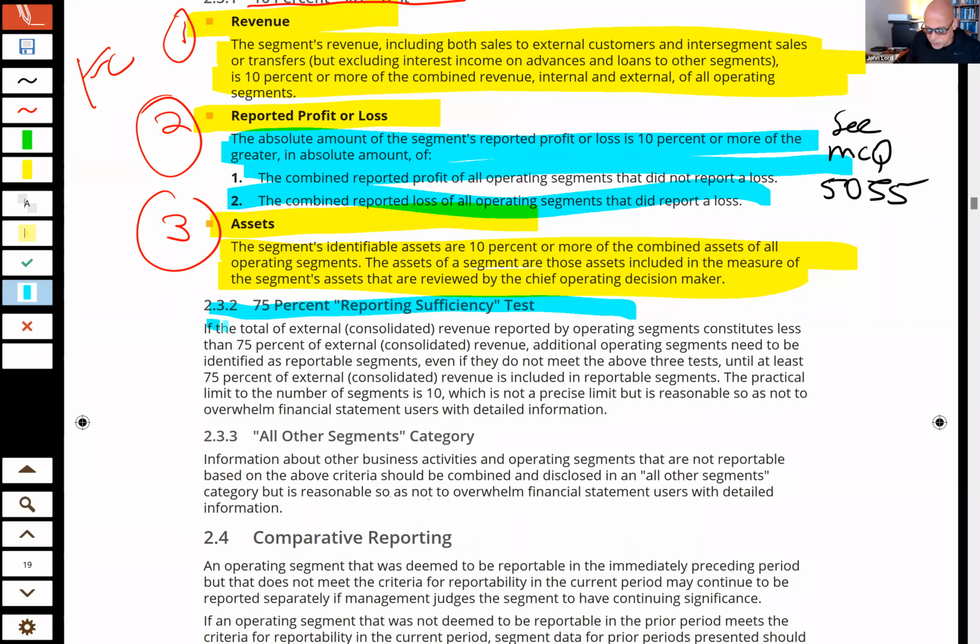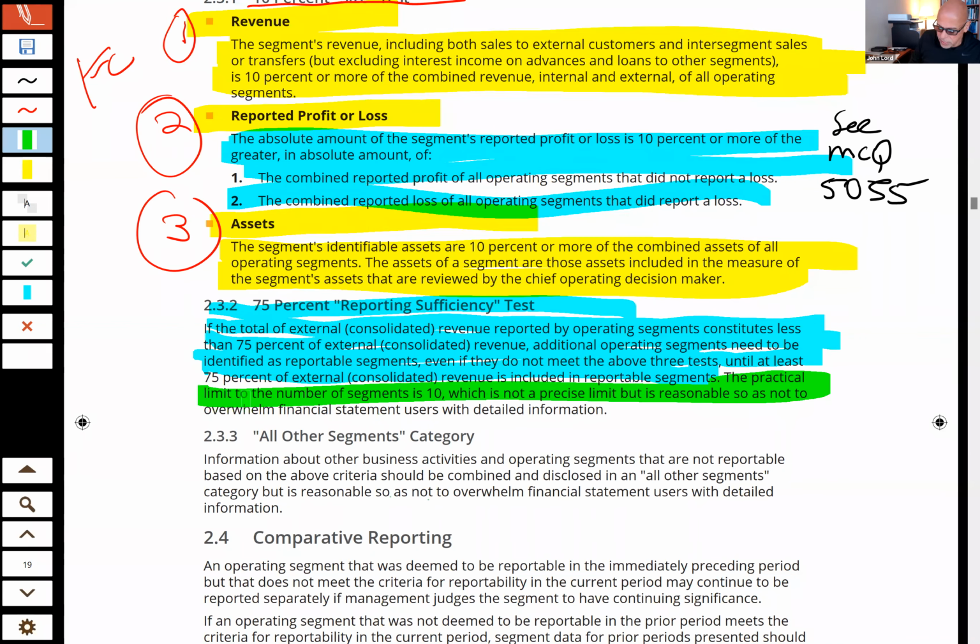Now when you take a look at the 75% sufficiency test, they tell us that if the total of the consolidated revenue reported by the operating segments constitutes less than 75% of the consolidated revenue, additional operating segments need to be identified as reportable segments, even if they do not meet the 10% test, until at least 75% of the external consolidated revenue is included in reportable segments. As a practical matter, though, you probably wouldn't want to have more than 10, because you start to violate the understandability of what you're trying to provide. You've now boggled the minds of the users with too much information.